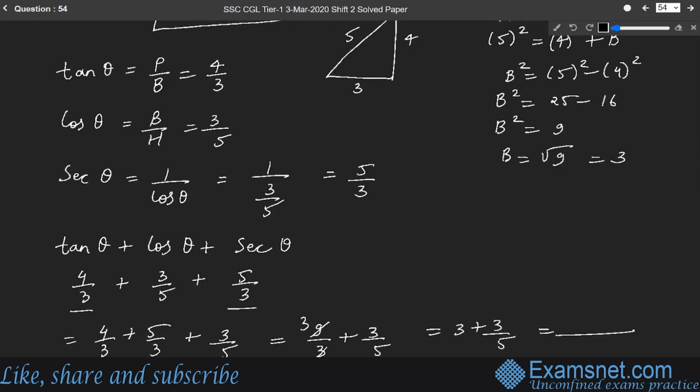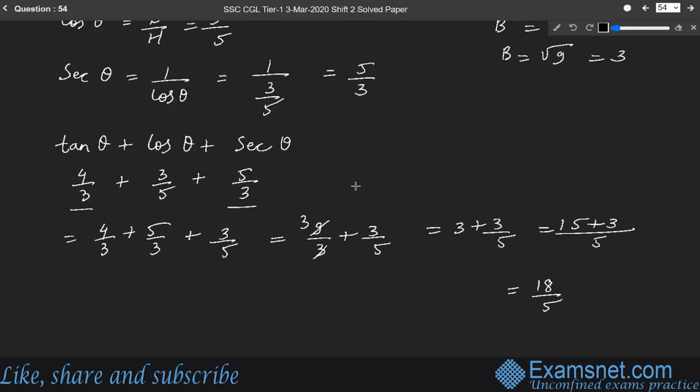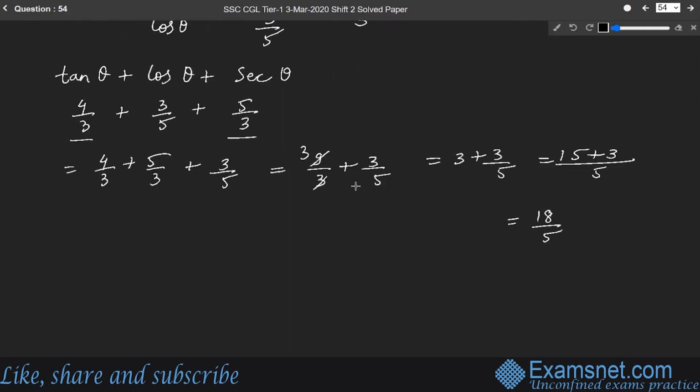Now, let us take the LCM. LCM will be 5. And the numerator will be 5 into 3, 15 plus 3. What is 15 plus 3? It is 18 by 5. Now, let us transform this into mixed fraction. Okay. How to transform this? You just have to simply divide it.